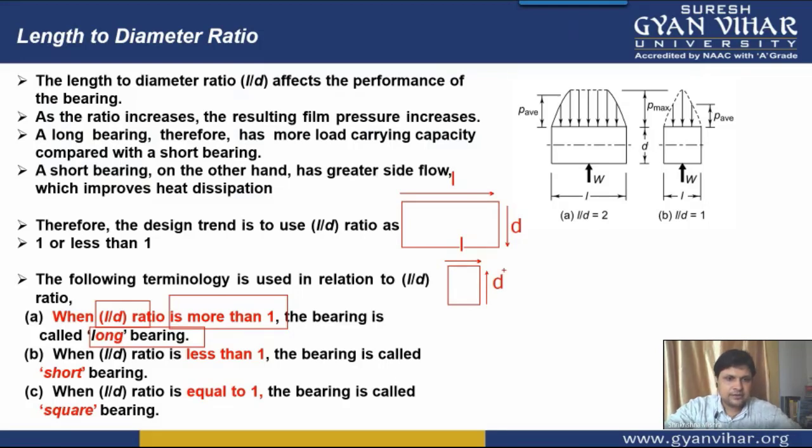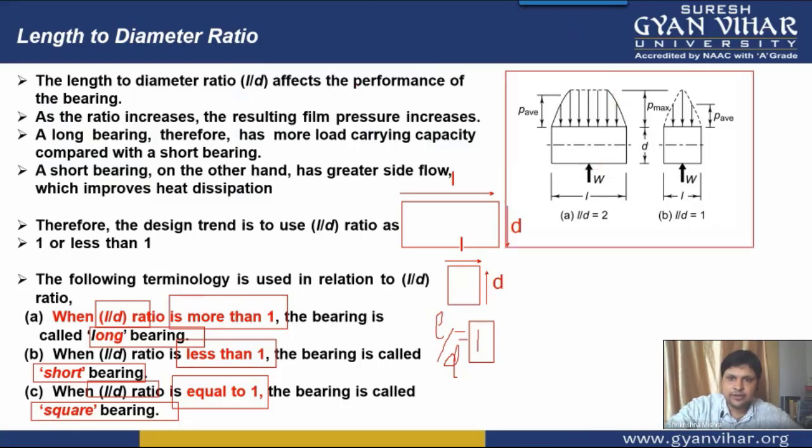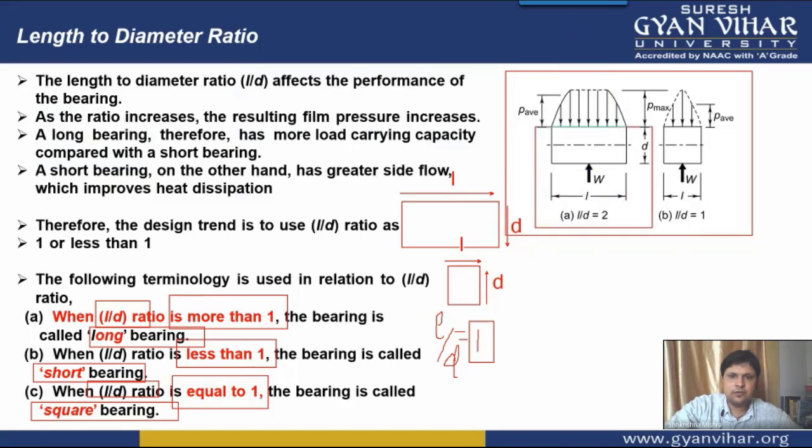The third one is self-explanatory: the L by D ratio equal to 1. When will it be equal to 1? When L and D are both equal, then only you will get the ratio equal to 1. And in that case, the bearing is known as a square bearing. As you can see here in the diagram also, it is explained that in the case of a long bearing, you can sustain larger load.